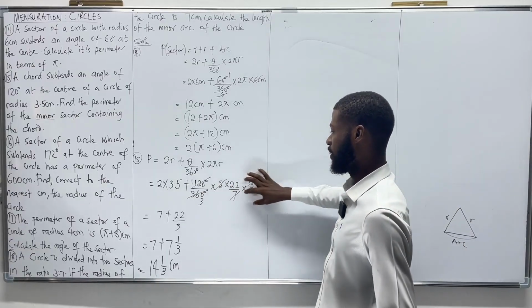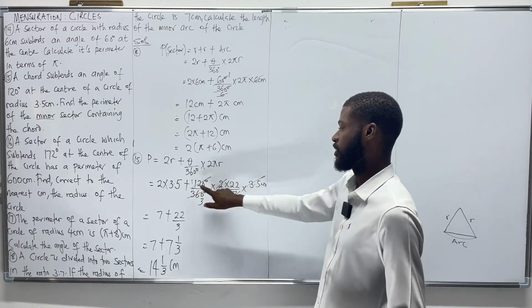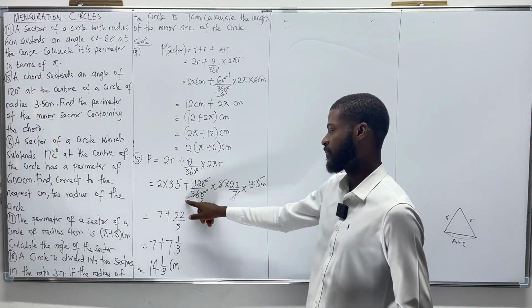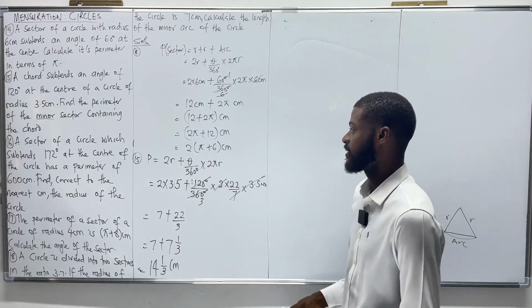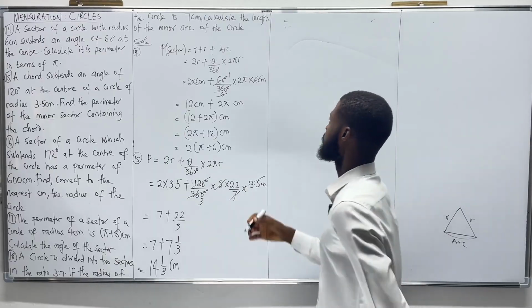For this part, you can actually use a calculator. You know, multiply everything at the top, multiply everything at the bottom, then you divide. You're still going to be getting this. So that's the answer for that one. Let's move on to question 16.